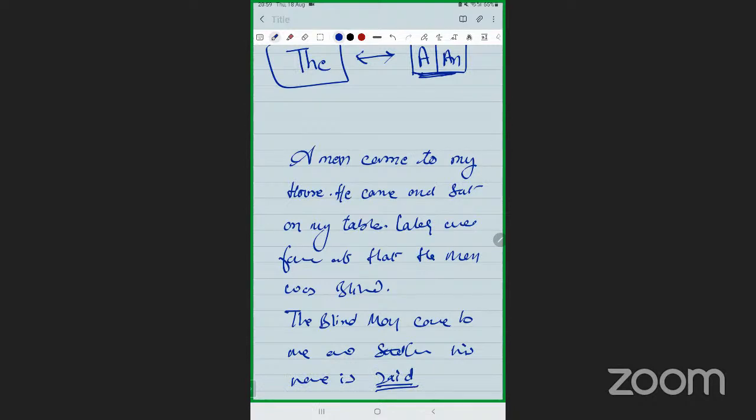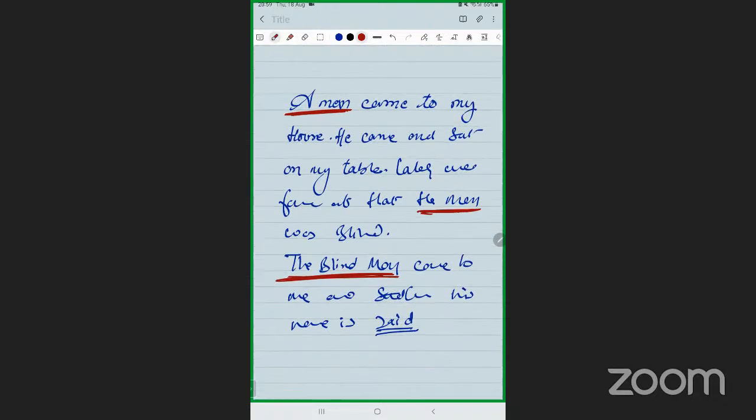Be careful and see. I started with "a man". Why? Because the man coming to my house was unknown. Then he came and sat on my table. Then he came to me. Then I started using the article: the man. Then the man was blind, and then I started using the blind man. Then the blind man told me that his name is Zaid. Look at the chronology, how things are changing.